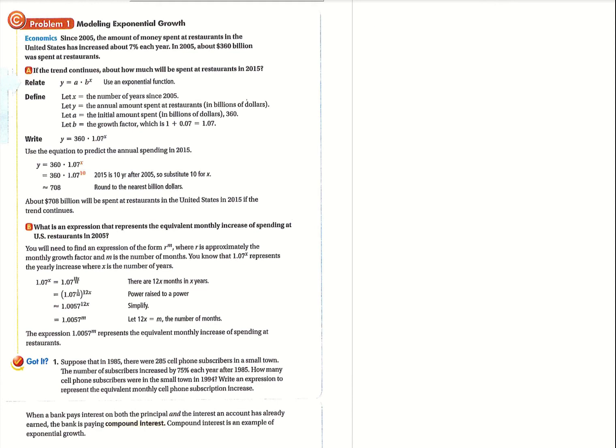First of all, we want to start out with that same equation we had earlier on, which is y equals a times b to the x. x is our number of years since 2005. y is the amount spent at restaurants. That's what we're trying to find. a is going to be the initial amount spent. Notice they're doing this in billions of dollars, so that we don't have to work with the actual billions. So that'll be 360. And then b is our growth factor, which is 1 plus 0.07.